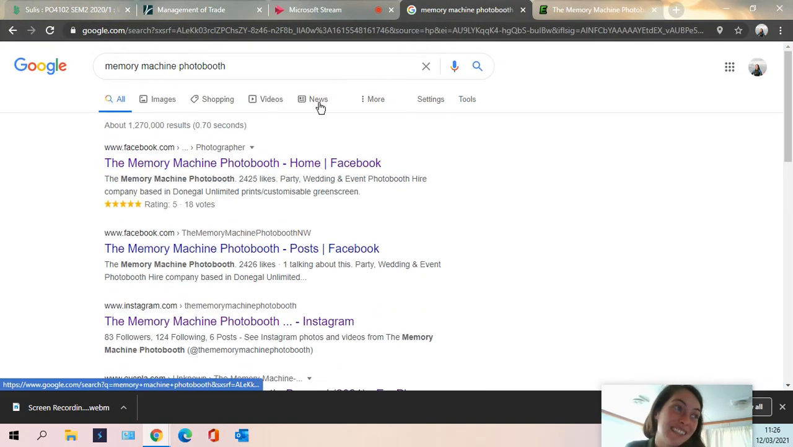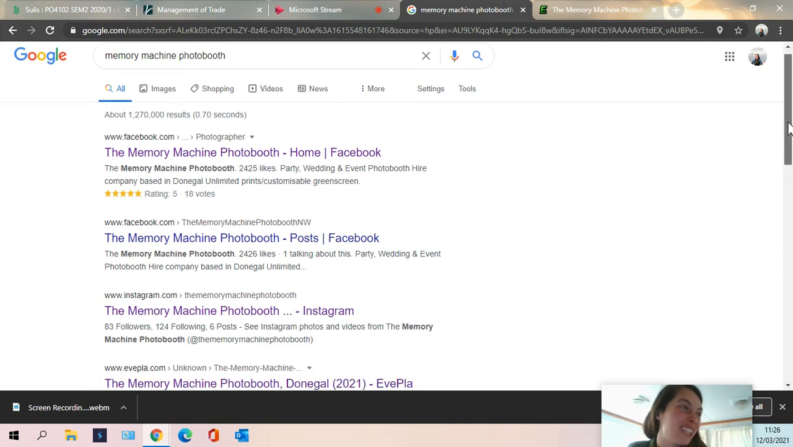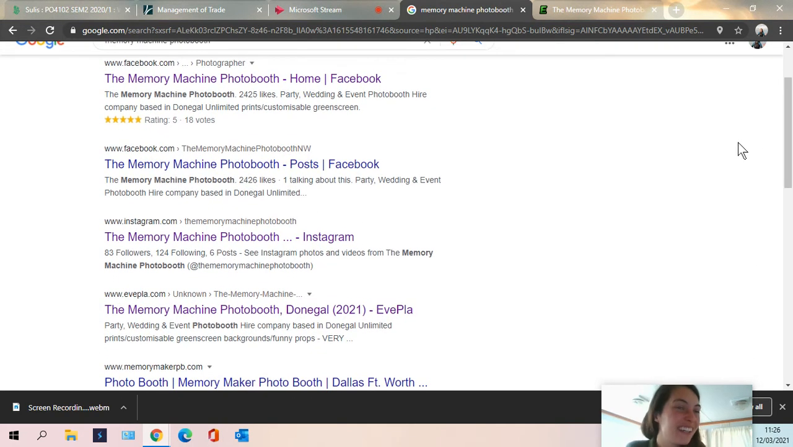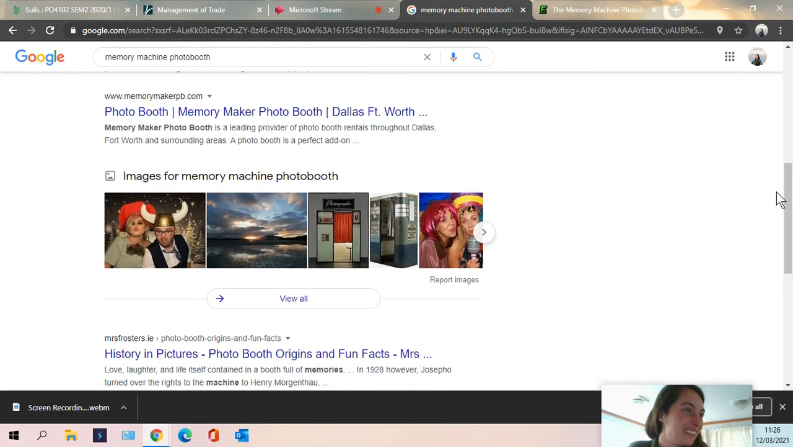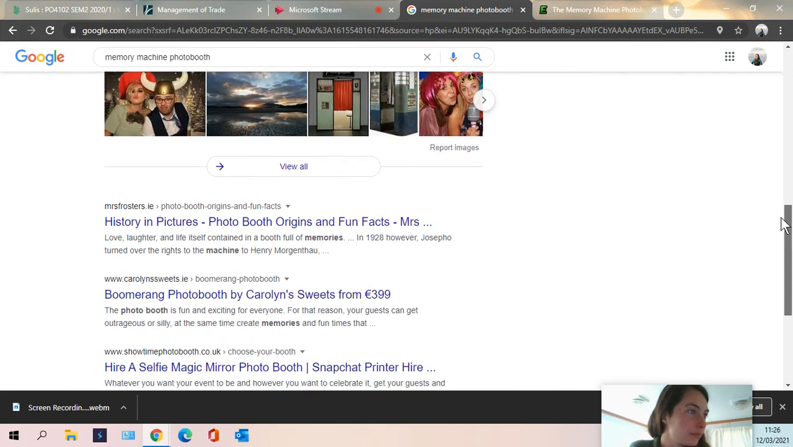So when you search Memory Machine Photo Booth, 1, 2, 3, 4, I am taking up the first four links on Google. The rest of it, they are our photographs. This one is. Those two are not. That is not our photo booth.